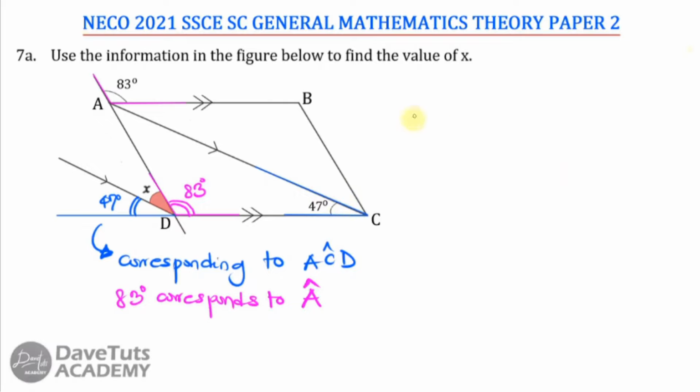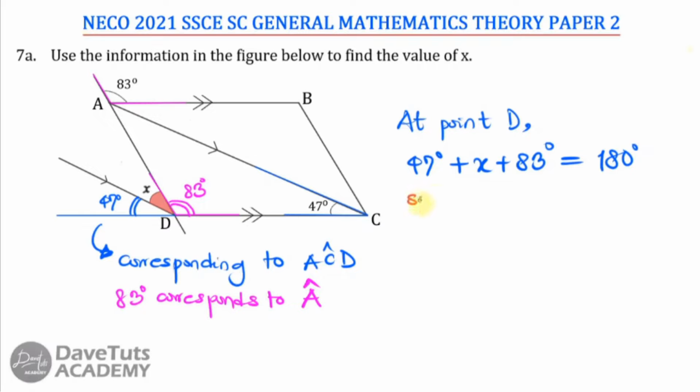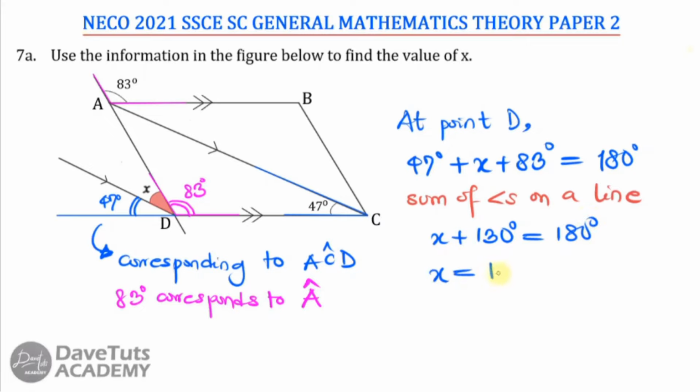And then at D, after having done all this, you can see that at point D, at the vertex D, you can see that 47 degrees plus x plus 83 degrees, they are angles on a straight line, and the sum of angles on a straight line is 180 degrees. So we are saying this because they are the sum of angles on a straight line. Okay, since we have that as our postulate, we can now say 47 plus 83, that will be 130. So x plus 130 degrees is equal to 180 degrees, and then x itself can be 180 minus 130, and 180 minus 130 is nothing but 50.